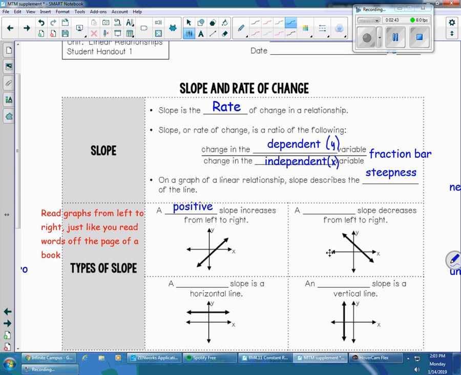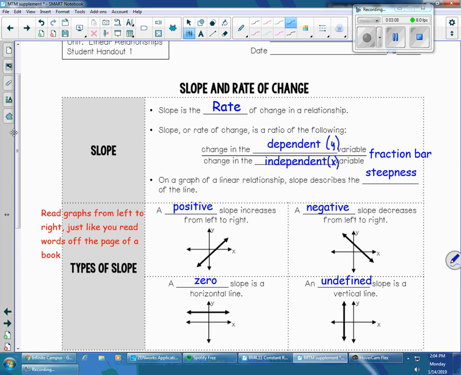This one over here, as we're going across from left to right, if it's going down, it's a negative slope. Okay, if something is staying the same, it's flat. That's called a zero slope. And if it's vertical, straight up and down, it is an undefined slope.